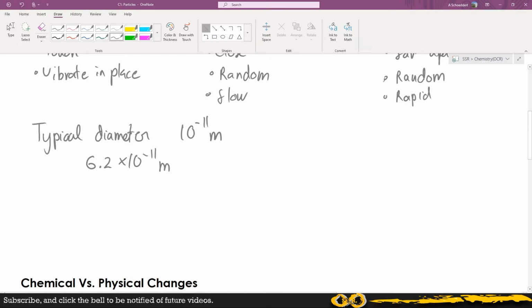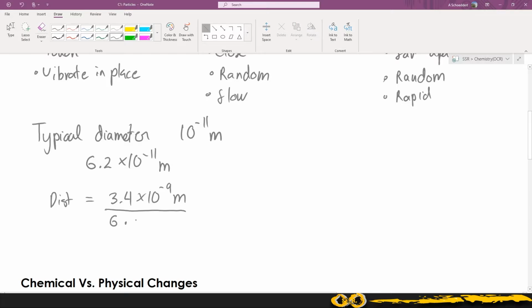The problem would give you some information, so it might say that the distance is on the order of 3.4 times 10 to the negative 9 meters, and we already know the typical diameter, so 6.2 times 10 to the negative 11 meters. And we need to check that we are using the same units on both of these, because if we don't, we're going to end up in trouble. And so here we would end up with around 0.5 times 10 to the 2 as the difference, or you could say that it's 55 times.